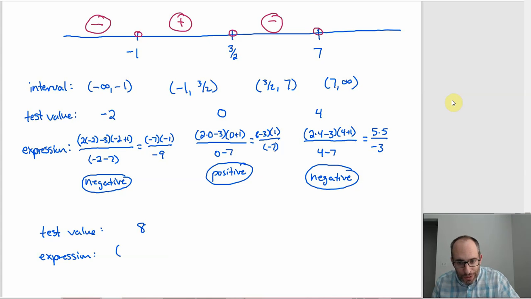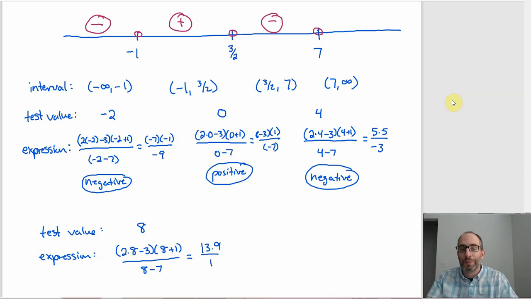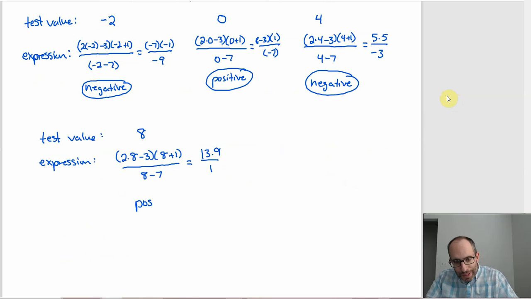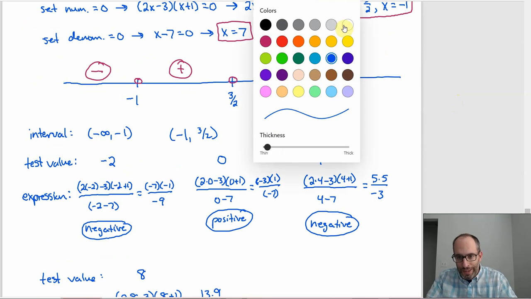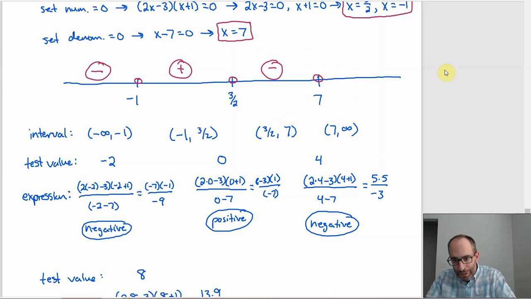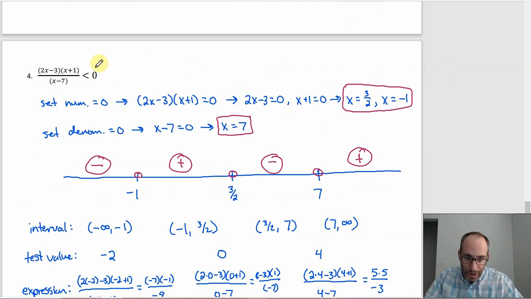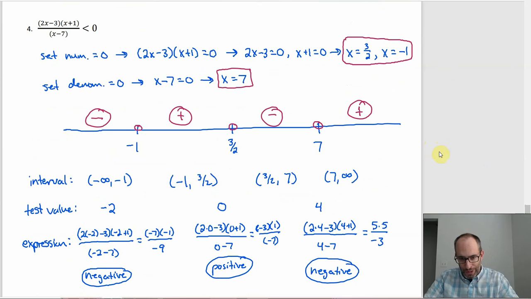But then we'll have 2 times 8 minus 3 times 8 plus 1 over 8 minus 7. So that's going to be 13 times 9 over 1. Yeah, positive number, right? So that's going to be positive. And so then up here where I've got the number line, I just need a plus down at the end. So plus down there. And we just want where it's negative, right? If I go back up to where the original problem was, we want where the expression is less than 0. So we want that first interval and then the third one. So less than 1 and then between 3 halves and 7.